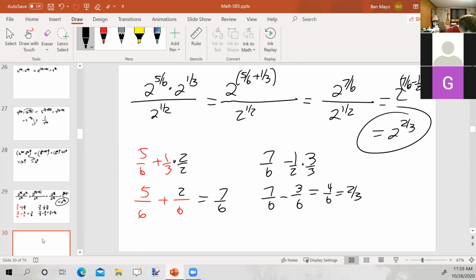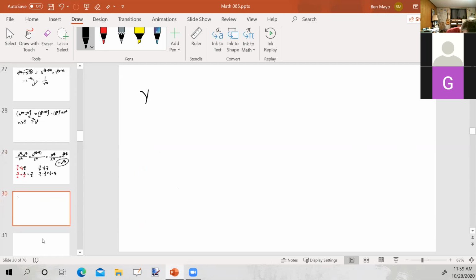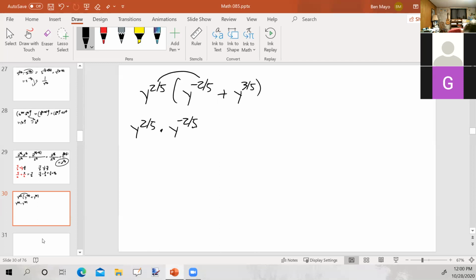Ready? y to the 2/5 power times the quantity y to the negative 2/5 plus y to the 3/5. Again, all variables represent positive real numbers. We're going to distribute. So we're going to get y to the 2/5 times y to the negative 2/5 plus y to the 2/5 times y to the 3/5.